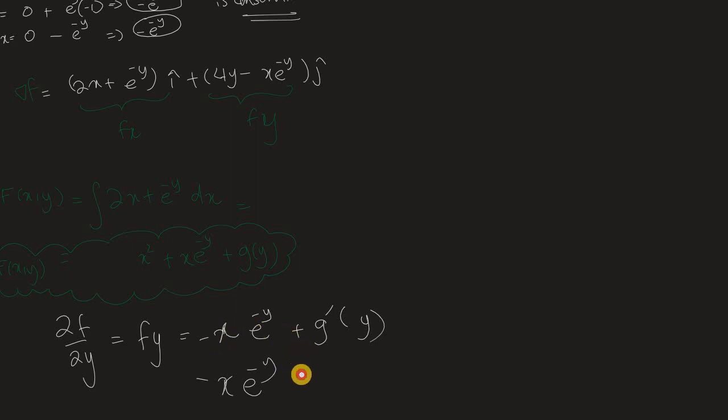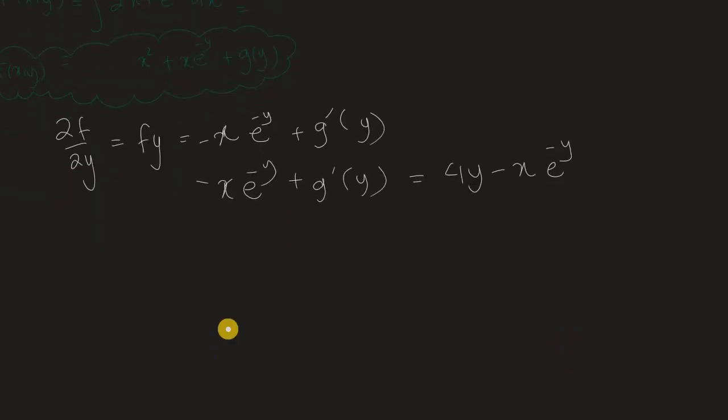So here this is what we found from the f equation, the function, and this is what is given to us, 4y negative x e to the negative y. Okay, now let's cross out what is equal. So this part is equal, so it is crossed out. So what is g prime of y then? It is equal to 4y.